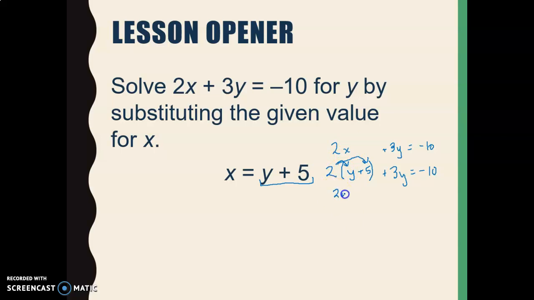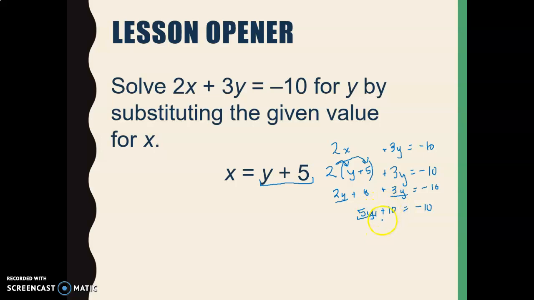So we've got 2y plus 10 plus 3y equals negative 10. I know that I need to continue to simplify. I've got some like terms here. So 2y plus 3y equals 5y, plus 10 equals negative 10. After I simplify, I need to isolate the term that I'm trying to solve for here. I'm trying to solve for y, and the 5y. So I need to isolate that.